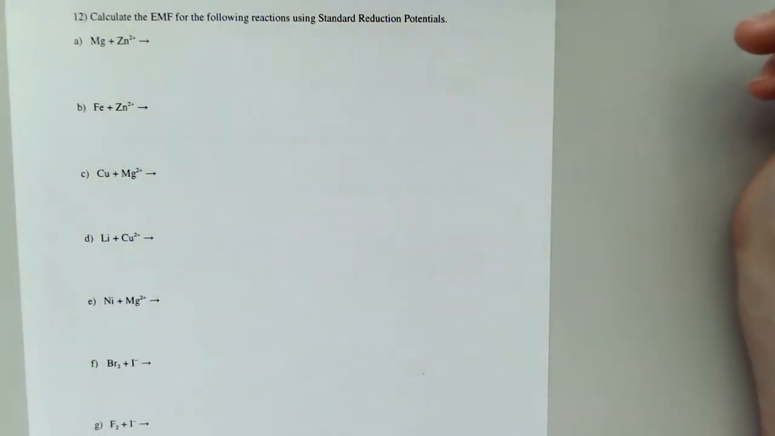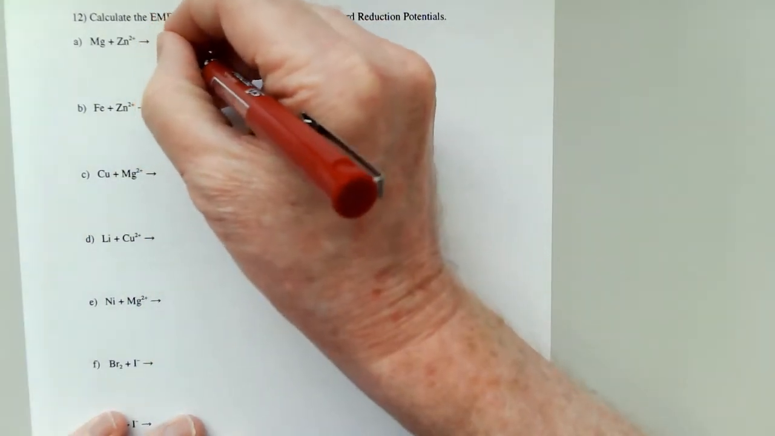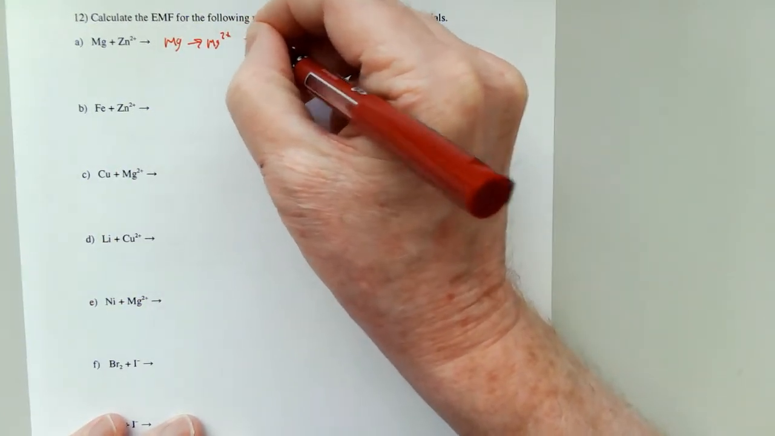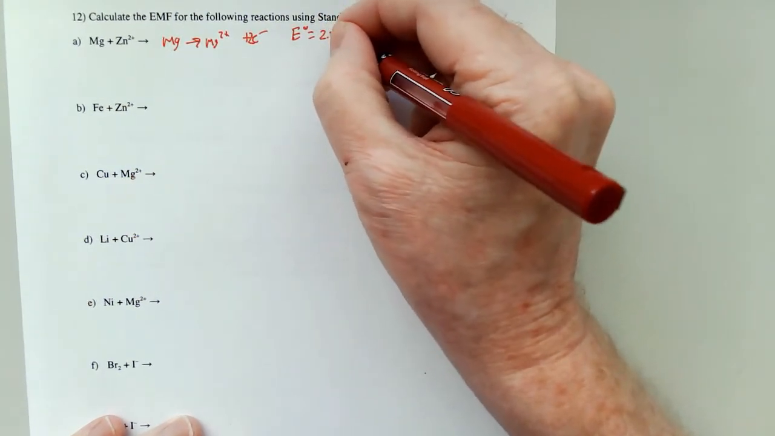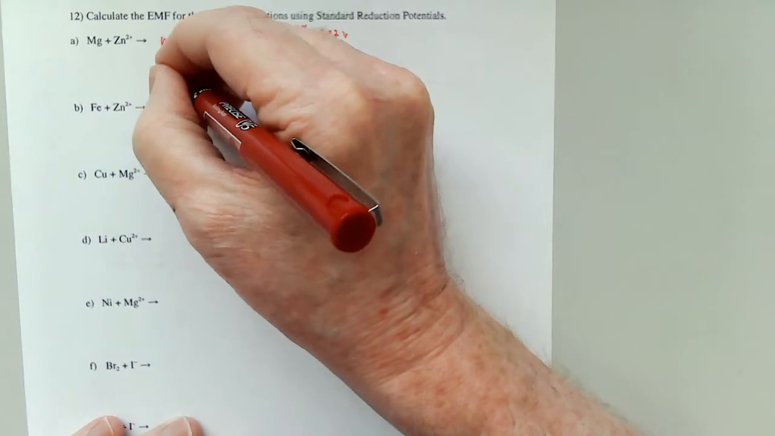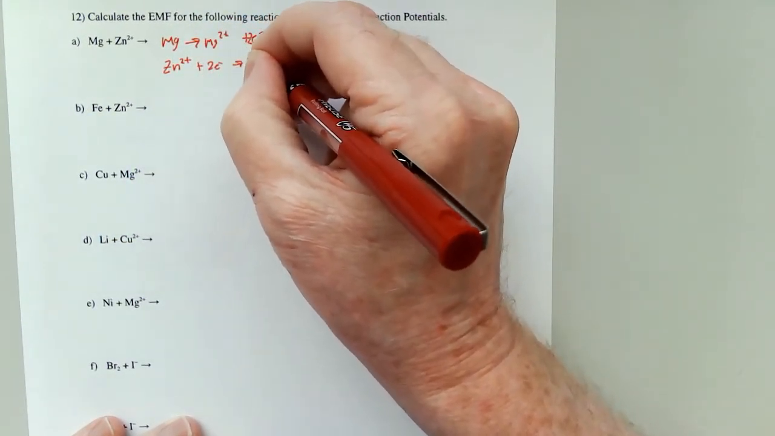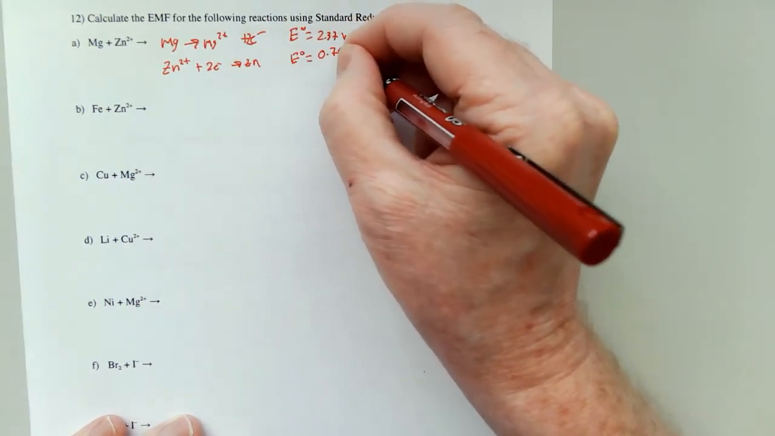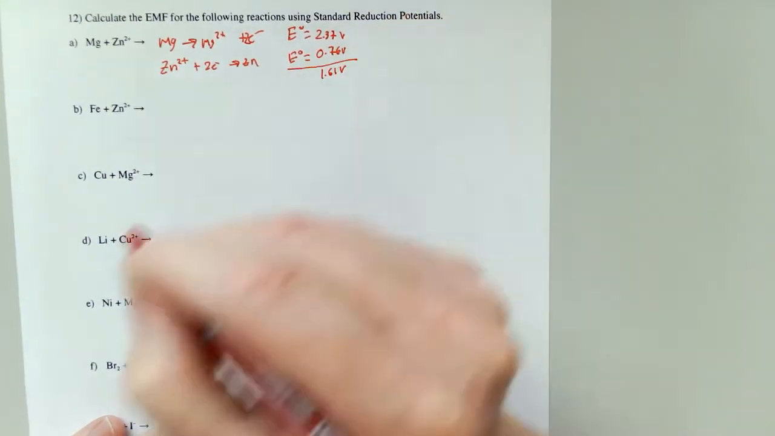So now let's look at these questions down here in number 12, where we're calculating more of the EMFs. Just like we did up above, Mg goes to Mg2 plus 2 electrons, and the E naught is 2.37 volts. Zn2 plus 2 electrons gives me Zn. The E naught is negative 0.76 volts, and when I add that together, I get 1.61 volts.